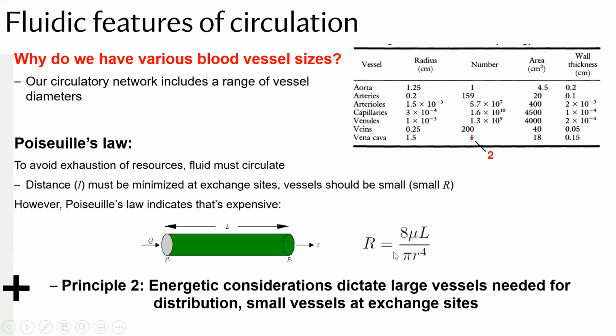So that's why we have larger vessels to carry blood to places far away, to the extremities of our bodies. And then once it reaches that destination, it then branches to enable a larger surface area and a better exchange at that site.